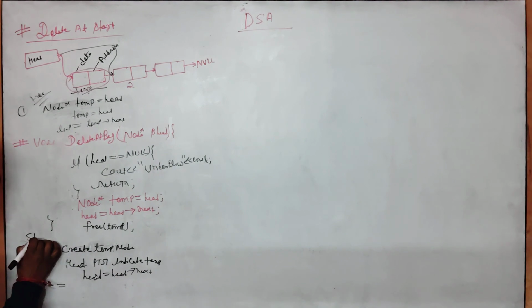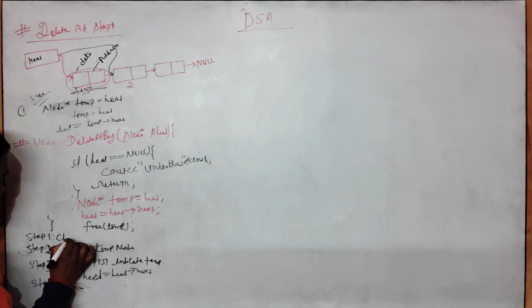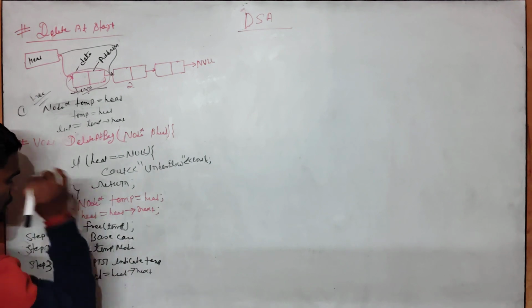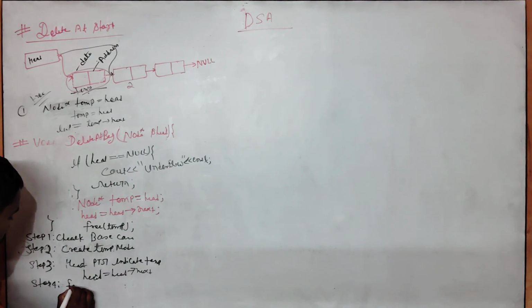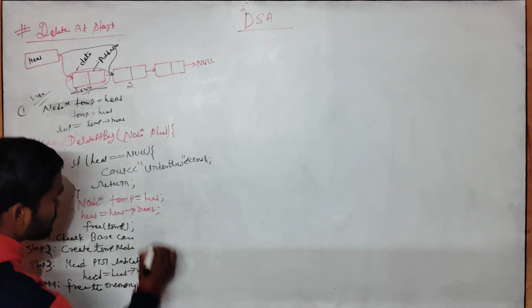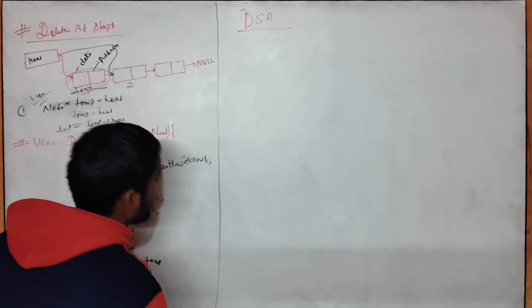Okay, step, suppose 1 2 3 4. Here you first check the base case. Okay, and after that we will create one temp pointer. Okay, and next line this will indicate, and after that it will free the memory space.